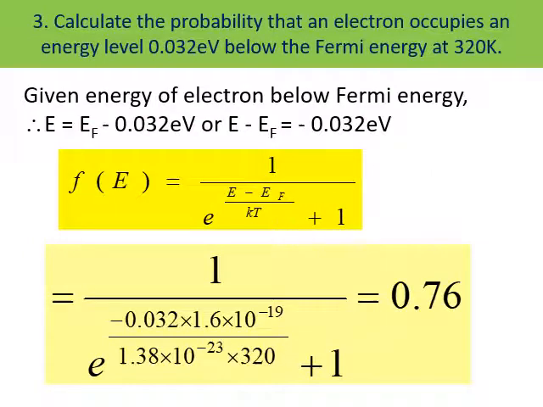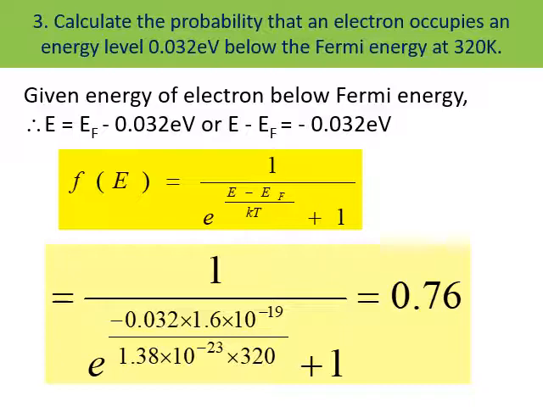The third problem: calculate the probability that an electron occupies an energy level 0.032 electron volt below the Fermi energy at 320 Kelvin. One important thing to remember is whether the energy level is above the Fermi level or below the Fermi level. Here in the given problem, the energy is 0.032 electron volt below the Fermi level.